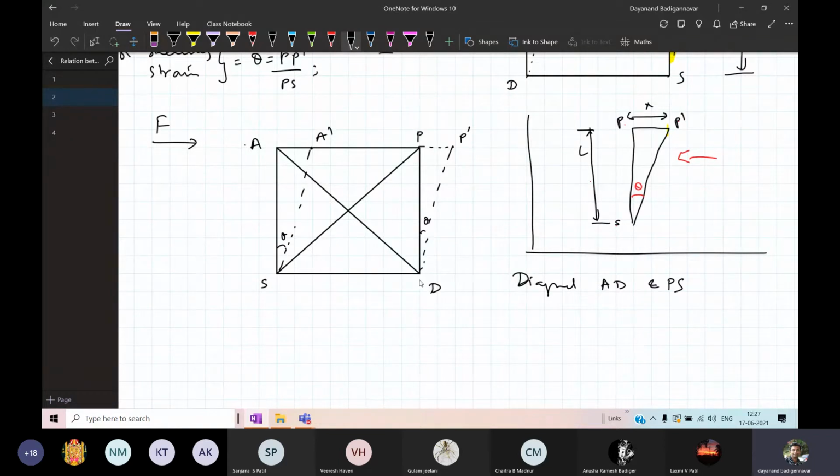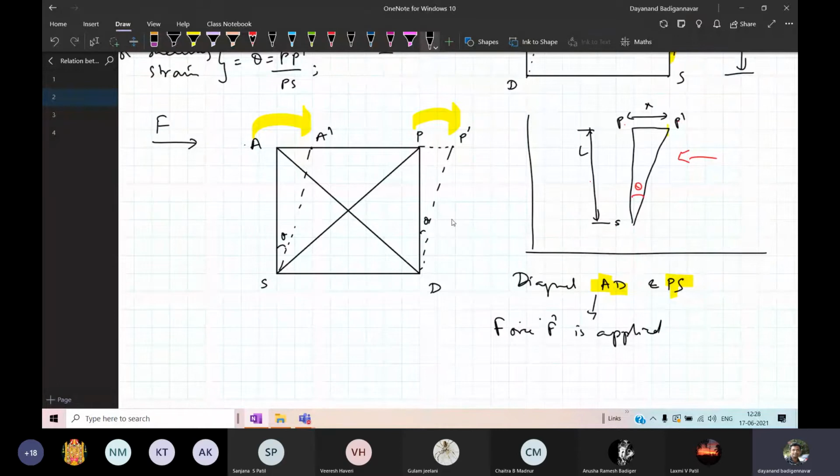Now what about the diagonal AD? Once you apply a force, the point A gets shifted from A to A dash, P to P dash. Therefore, the diagonal AD as well as the diagonal PS change their dimension. Therefore, the diagonal AD gets decreased. The length is decreased. When force F is applied, there is a shearing effect.